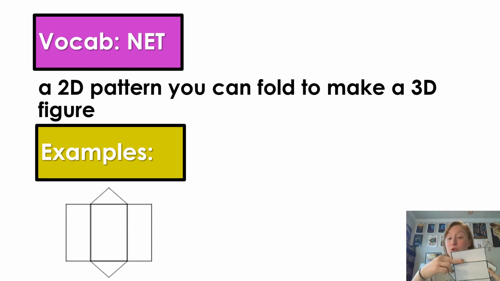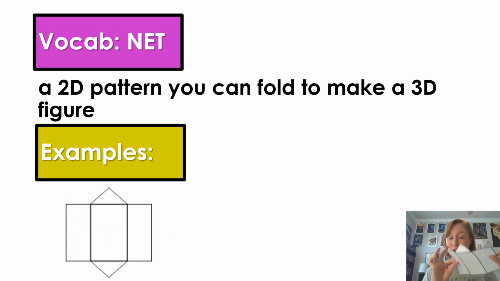A net is two-dimensional, right? It's just like a piece of paper, a flat surface. But when I fold it, I can make a three-dimensional figure. So if you look at this net that I have here, we have a triangle on either end, and then we have this rectangle, and then we have these two rectangles on the sides.